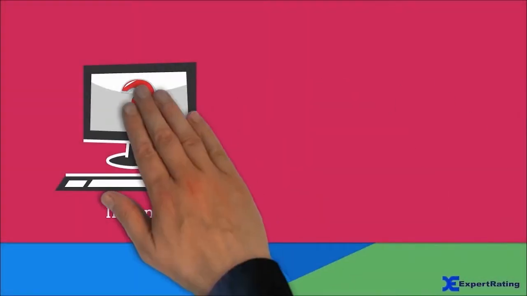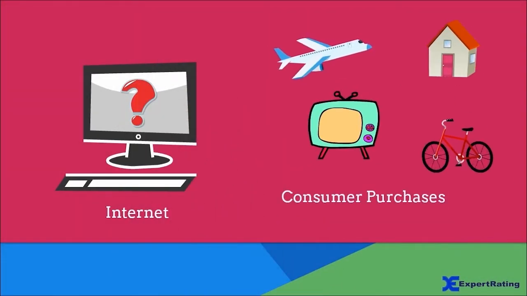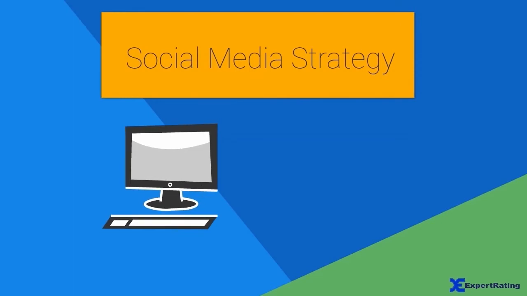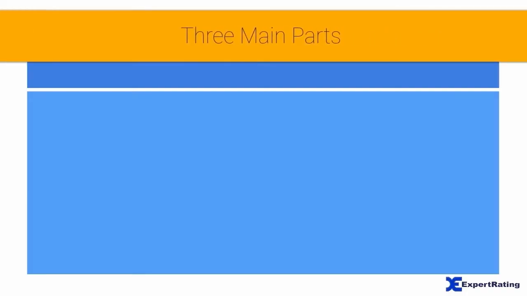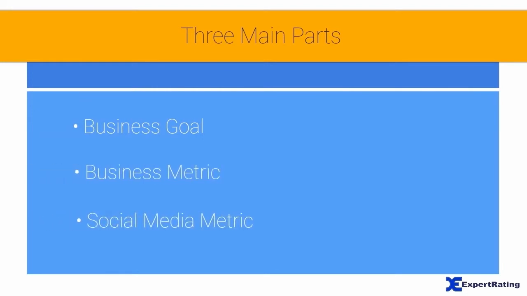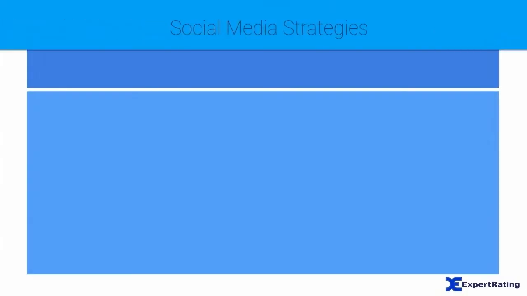The internet has an enormous influence on consumer behavior. A social media strategy is an online business plan aimed to expand the client base using social media sites. A social media strategy has three key components: a business goal, a business metric, and a social media metric. All social media strategies start with a well-defined business goal.